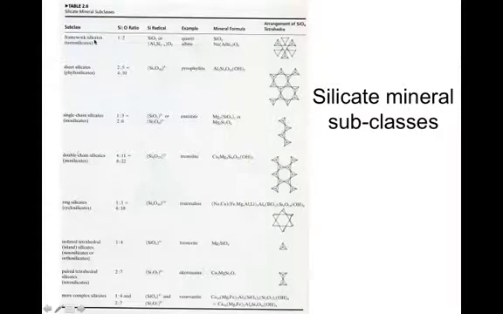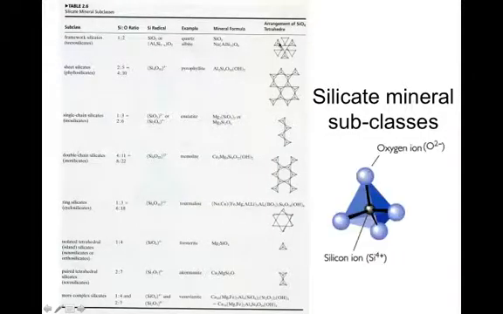For instance, the framework silicates, or tectosilicates, which include the very important feldspars and quartz, have a silicon to oxygen ratio of 1 to 2. And that is that they form tetrahedra of silicon and oxygen, with the silicon ion in the center of 4 oxygen ions. And those tetrahedra form a complex network of tetrahedra in the tectosilicate group.